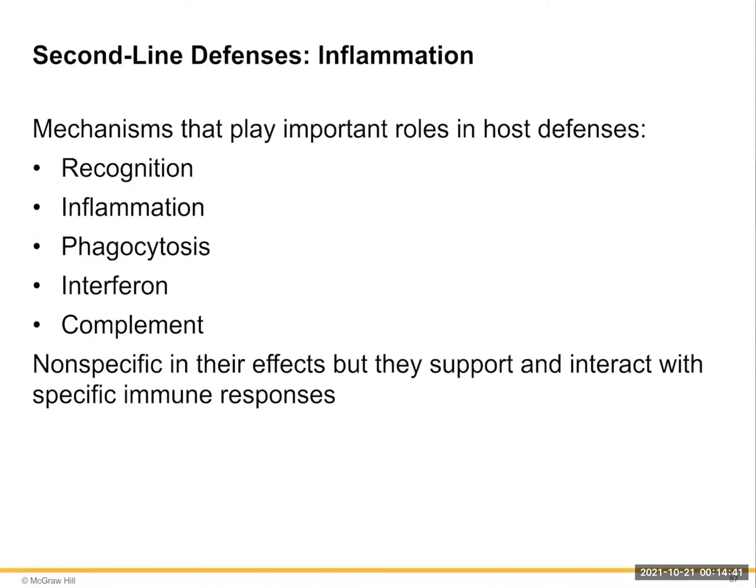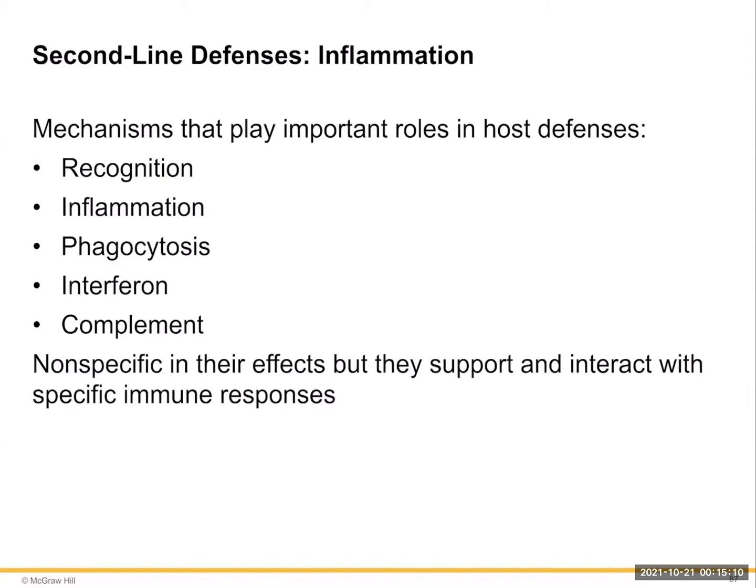So we have talked about our first line of defense, and now this is our second line of defense. Remember, the first line of defense just stops it from getting into the body: your skin, your mucous membranes, your acidic pH. It just prevents it from getting into the body. Now, once it gets in the body, you get your second line of defense. That's inflammation. This is still a general response. It's not specific to a certain type of bacteria or virus. You get inflammation in response to anything that comes in.